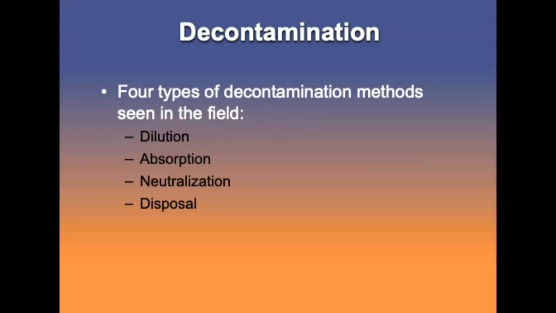There are four common types of decontamination methods that are used in the field. So there's dilution, and this is the most common method and easiest to perform. It just relies on copious amounts of water to flush the contaminant from the skin or eyes. Next is absorption. This is accomplished with large pads that soak up the liquid and remove it from the patient, such as towels. And then there's neutralization. So neutralization involves a chemical to change the hazardous material into a less harmful substance.